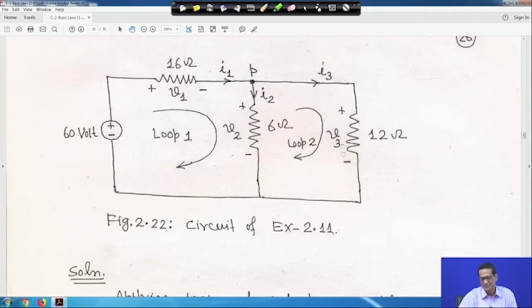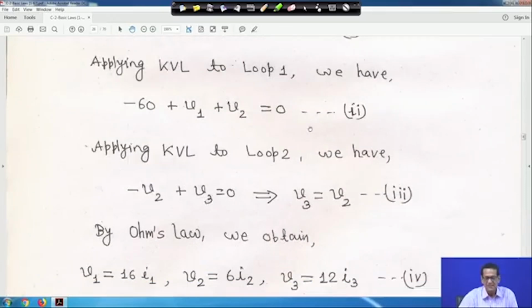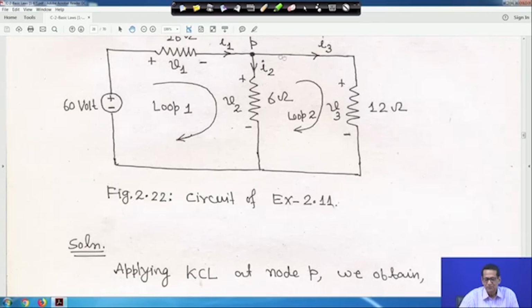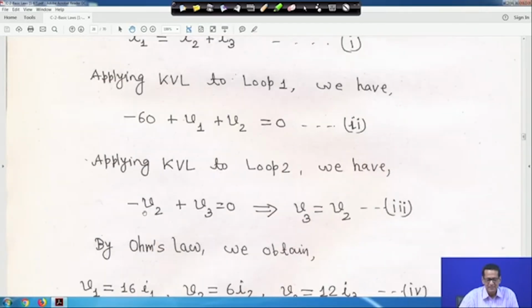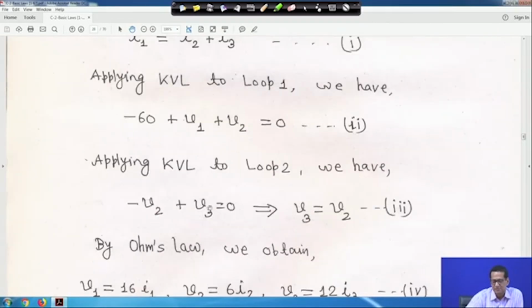Encountering the plus terminal first, it is plus V3. Then moving clockwise and encountering the minus terminal first, minus V2 is equal to 0. So, minus V2 plus V3 is equal to 0. That means if you move clockwise, first I am writing it is encountering minus terminal, minus V2, and then encountering plus terminal, plus V3. So, minus V2 plus V3, same thing, is 0. So, V3 is equal to V2, right.